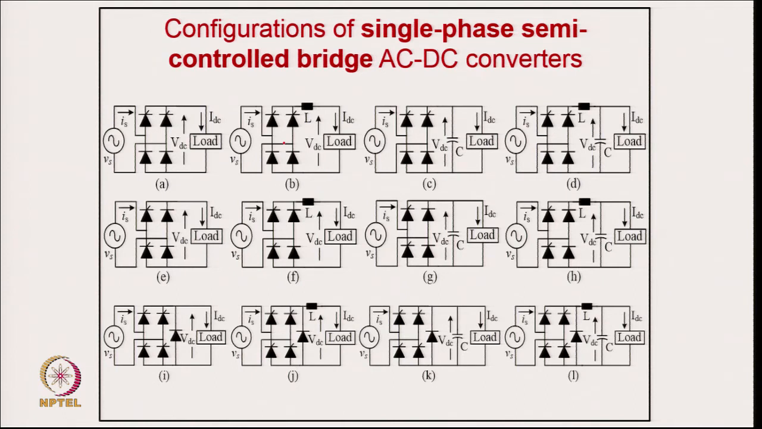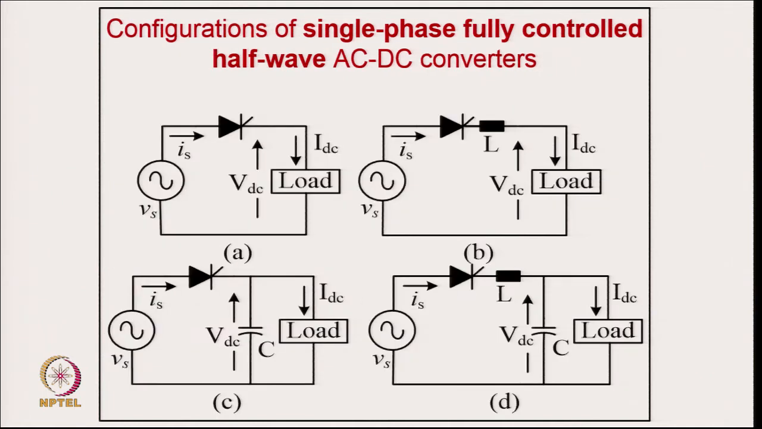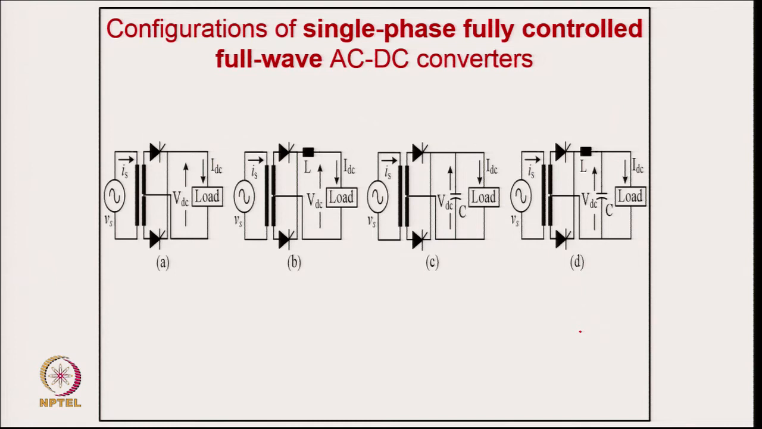If you look into the bridge semi controlled converter of different configurations, maybe you have 2 thyristors and 2 diodes, and in some cases only 4 thyristors with 1 diode, with different kinds of filter arrangement. So this is what you can call a semi controlled converter. And then we have the fully controlled half wave converter with different kinds of filters: no filter, then inductive, capacitive and LC filter, and then fully controlled full wave converters with no filter, then inductive, capacitive and inductive capacitive filter.